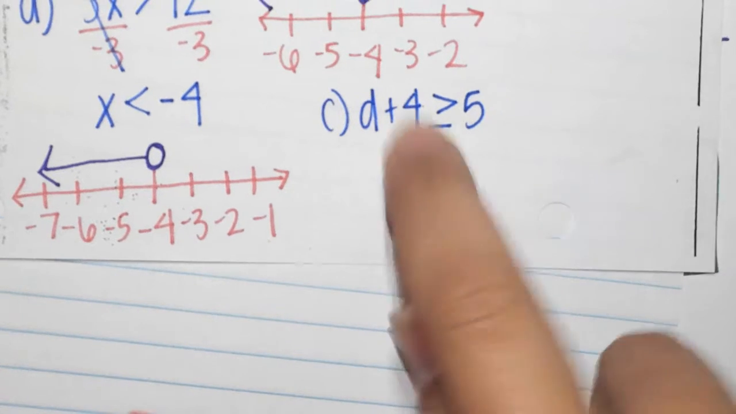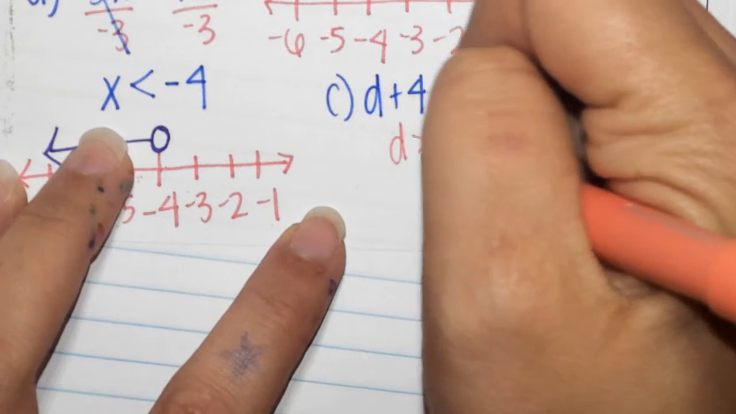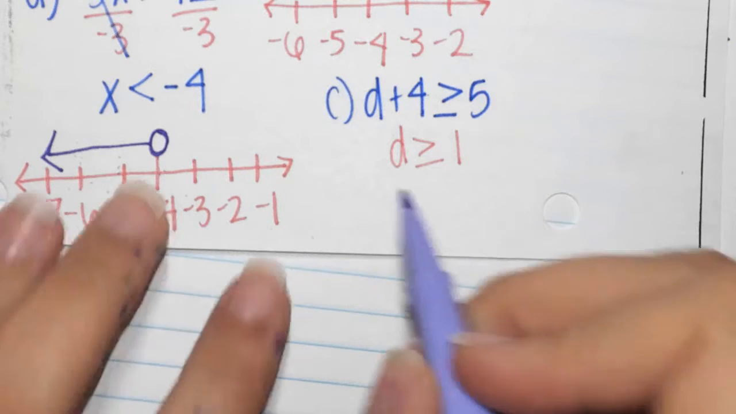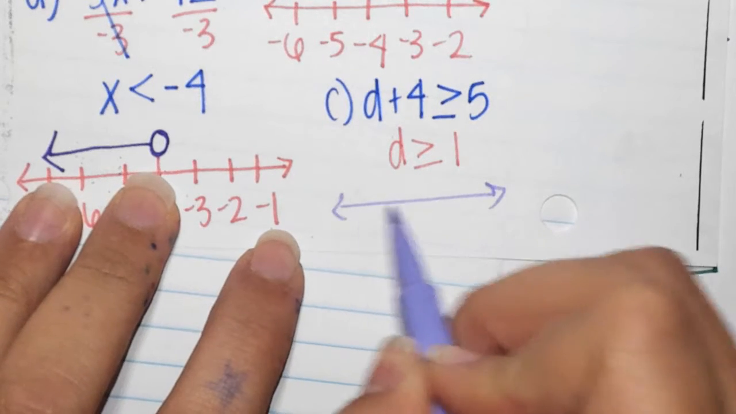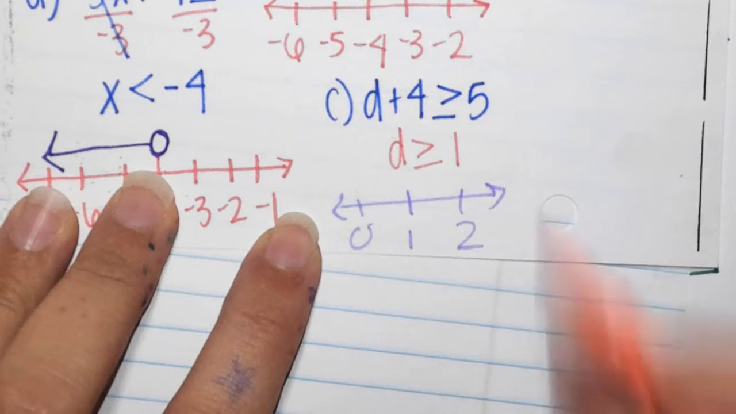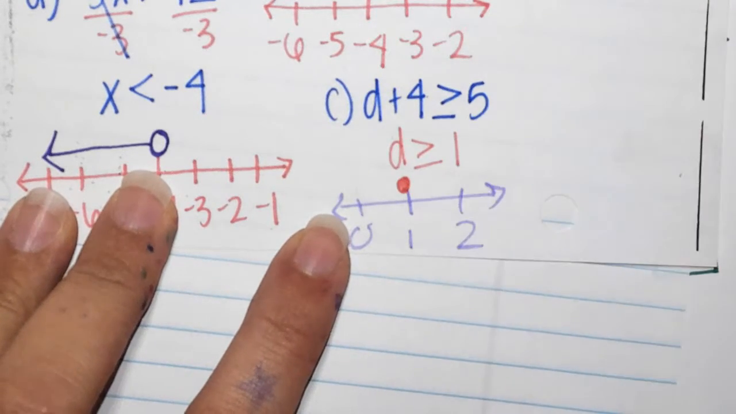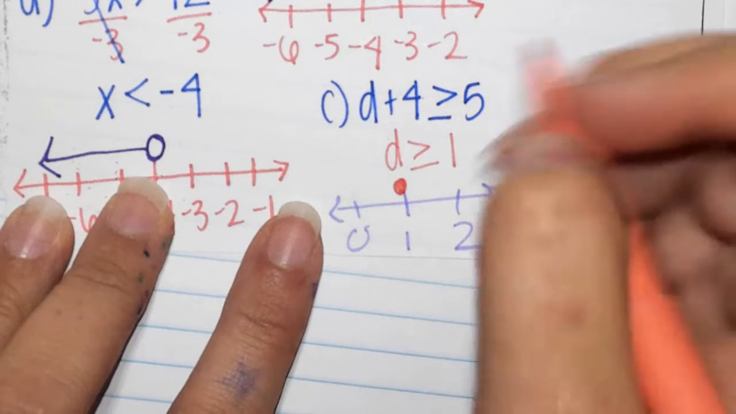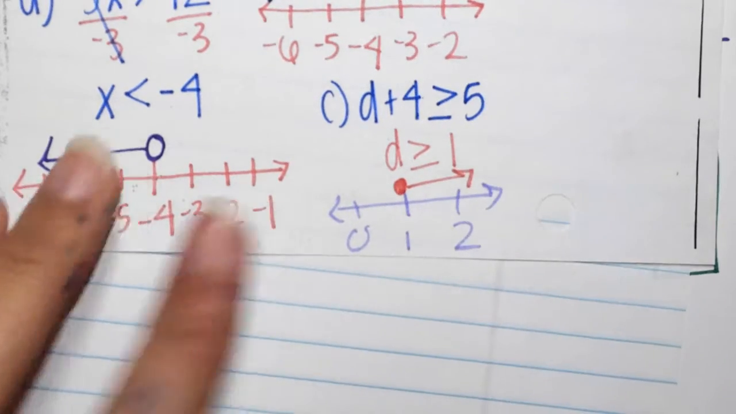So did you guys get d is greater than or equal to 1? Okay, did we graph it on a number line? Did we say 1, 0, and 2? Guys, breathe. I know we're excited, but breathe. Did we put a closed circle? Did we shade to the right?